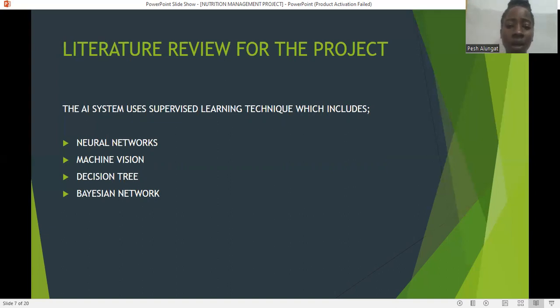The Bayesian network will be based on chances. It will look at the person's diet: what kinds of food does he or she take? What are the nutrients in those foods? So it will see the chances, the possibilities, of a given nutrient lacking in that person's body according to the frequency at which the food is taken. The decision trees will just help us come up with the most optimal solutions to a given condition. Machine vision is mainly focused on image processing.